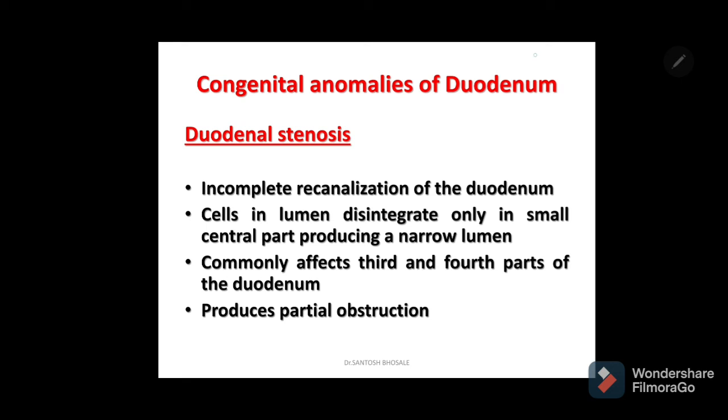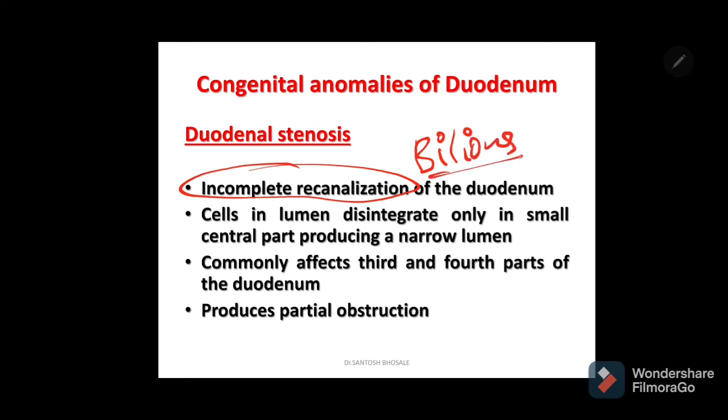And some anomalies of the duodenum. Incomplete recanalization results in duodenal stenosis. It depends at what level the duodenal stenosis is there. If it is beyond the opening of the common bile duct, there will be bilious vomiting.